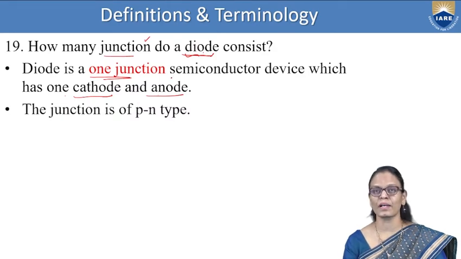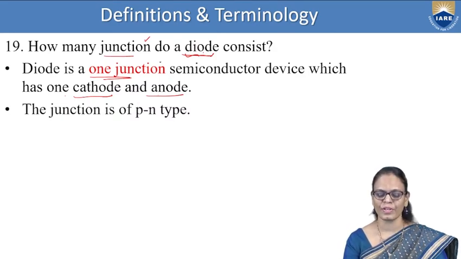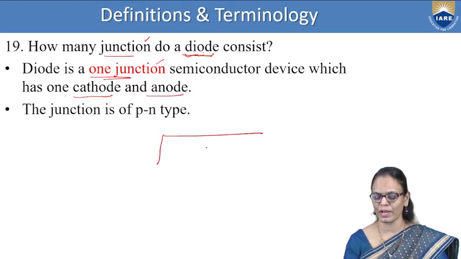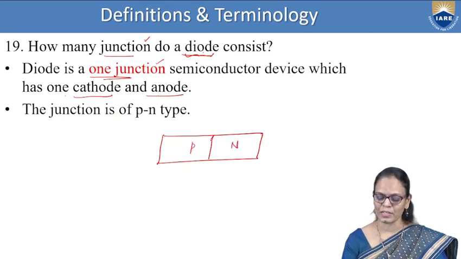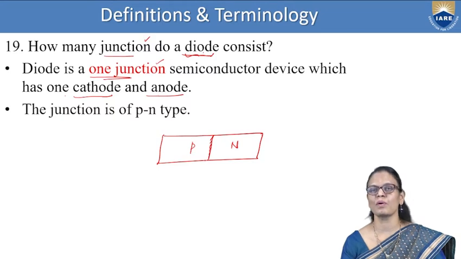So when you have a diode with two electrodes, we have only one junction. The junction is of p-n type. We have seen that we are talking about two electrodes, p and n, and this is the only one junction that is formed. So, only one junction is there in a diode.